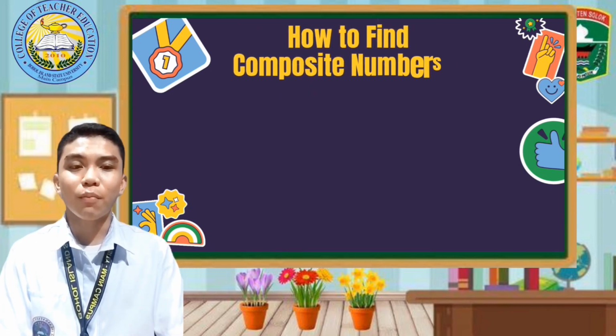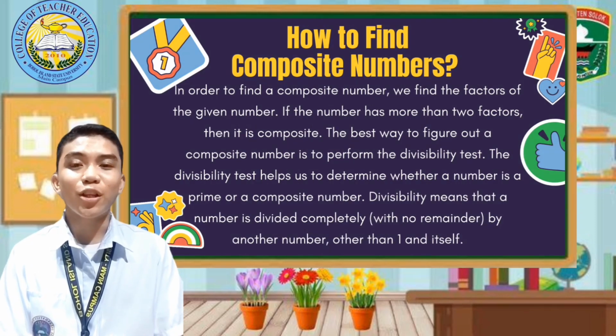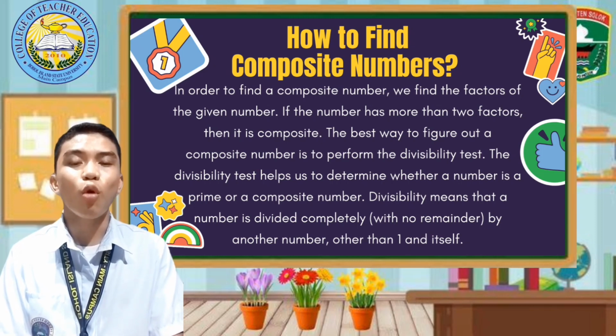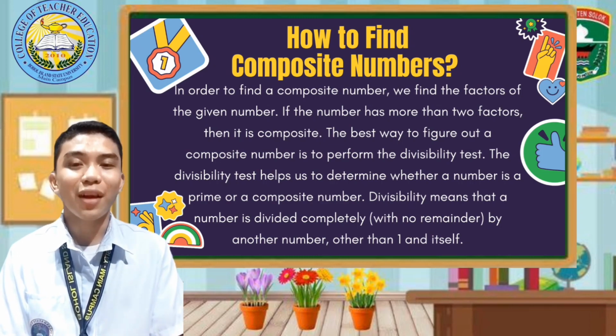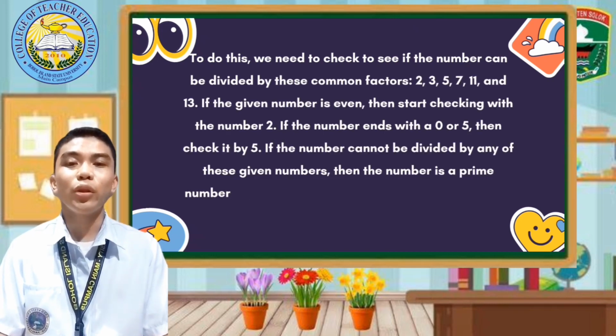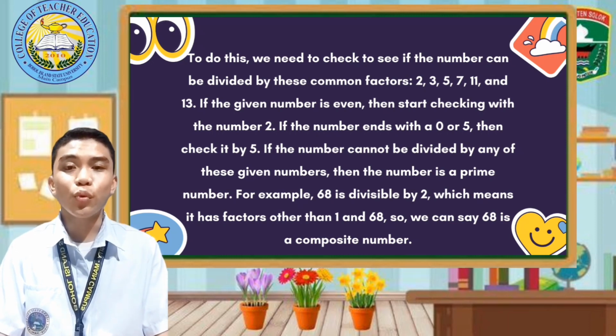How to find composite numbers? In order to find a composite number, we find the factors of the given number. If the number has more than 2 factors, then it is composite. The best way to figure out a composite number is to perform the divisibility test, as I mentioned a while ago. The divisibility test helps us determine whether a number is prime or composite. Divisibility means that a number is divided completely, with no remainder, by a number other than 1 and itself. To do this, we need to check whether the number can be divided by common factors, for example 2, 3, 5, 7, 11, and 13.